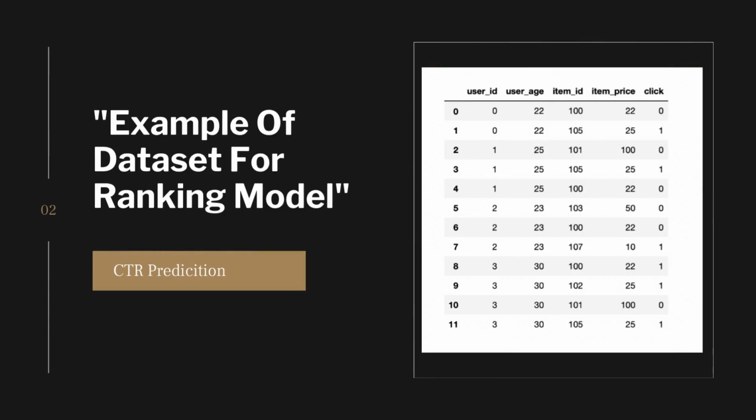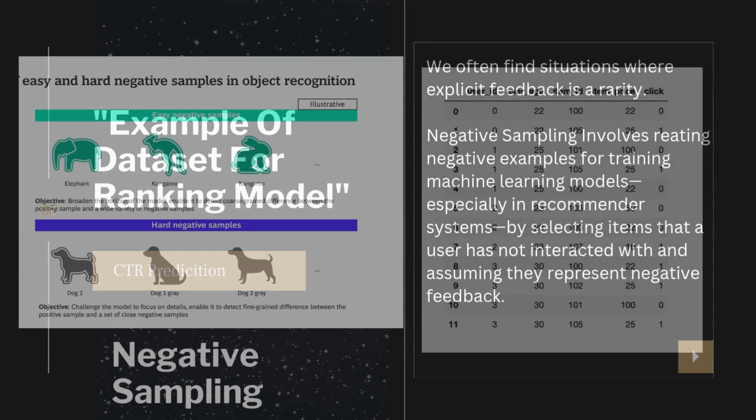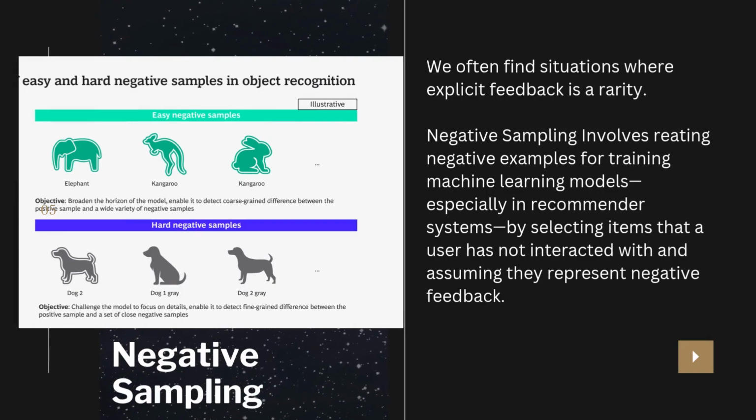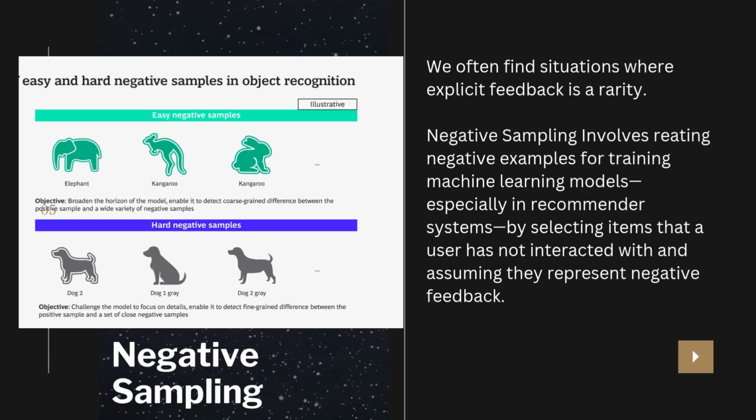So in the example above, you see a data set used in training such models. You will have a user ID, user age, item ID, along with a binary target label click, which captures whether the user interacted with the item or not. If explicitly negative interactions are not available, then negative sampling techniques are used to synthesize them for training.